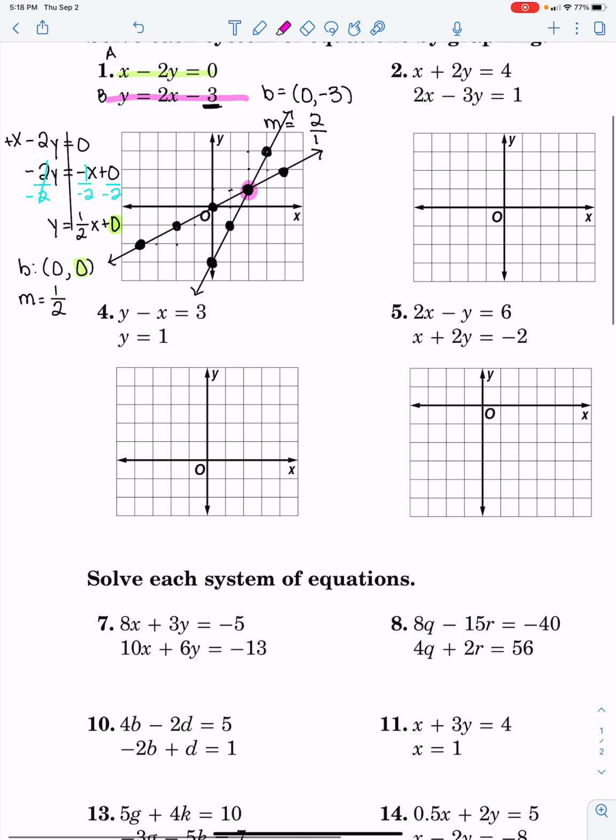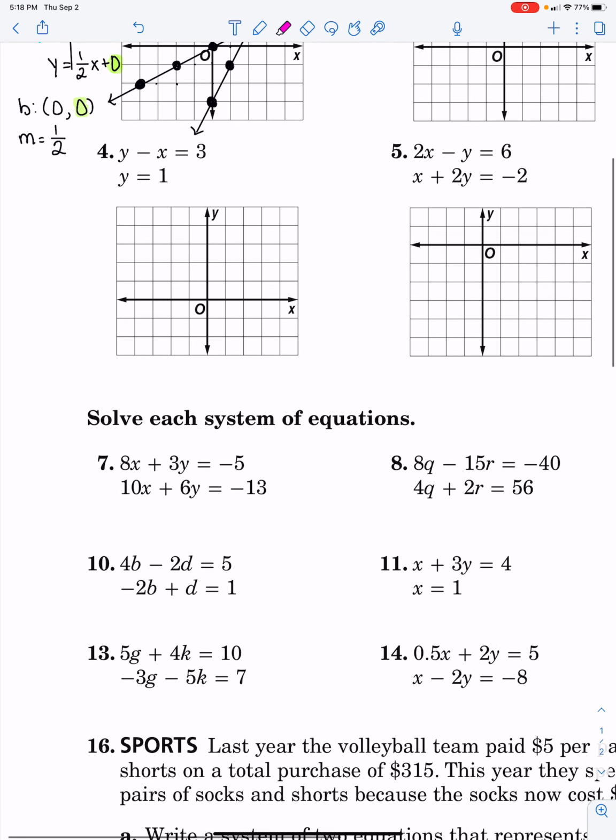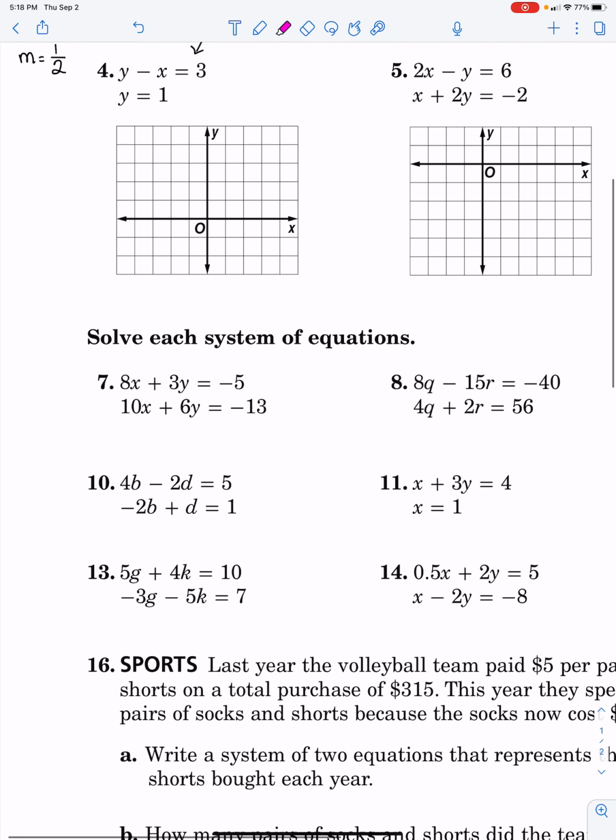I'm also now going to go do equation 4. Again, getting both equations A and B in slope-intercept form. So equation A is y minus x equals 3. I'm going to move that negative x to the opposite side so that I get y equals x plus 3.